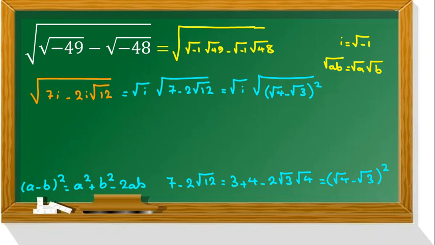Okay, now let's simplify as much as we can. Simplify, it will be what? Root i times root 4 minus root 3, so it will be root i times 2 minus root 3. Here we should focus on how to find the value. How to find the value here. What is the value of root i? Finding root i, let me tell you how to find it.